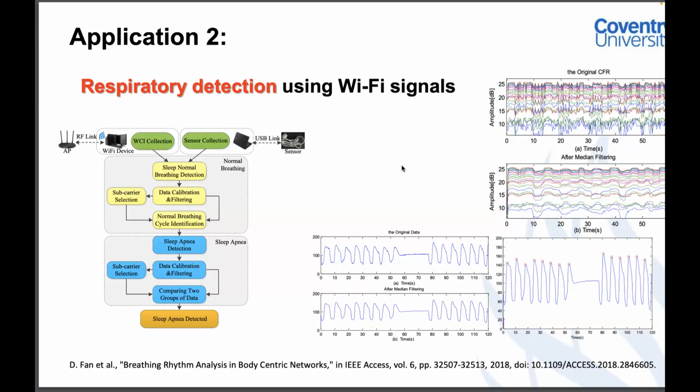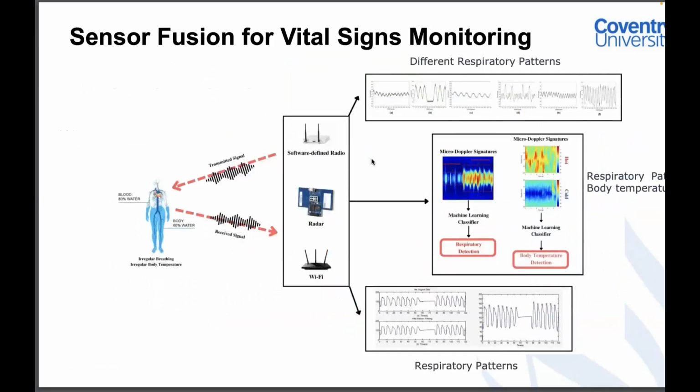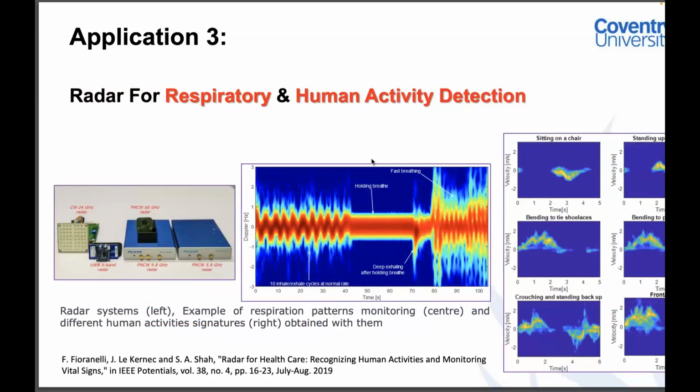So these are a couple of examples. The first was large scale body movement, like activities of daily living. The second one was small scale body movement. Moving on to the next sensing technique, that is the radar sensor. The first one was Wi-Fi, and there's a third application. We can also use radar technology to monitor the same activities of daily living and also detect respiratory rate.